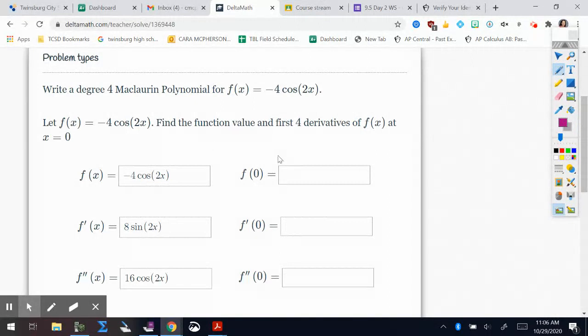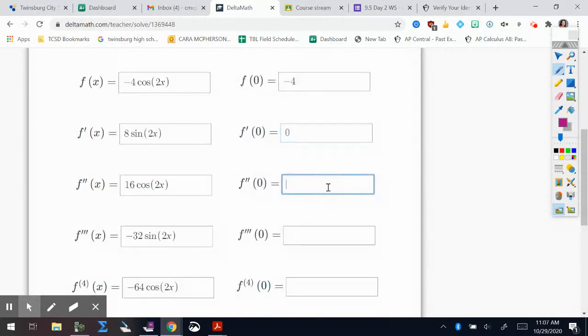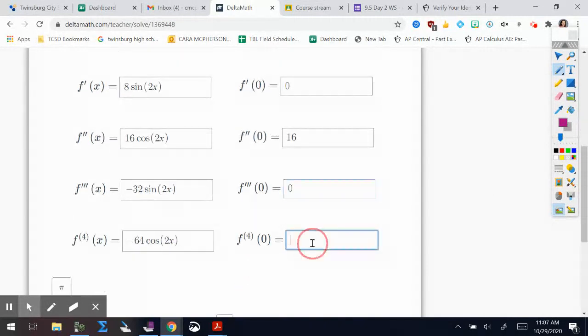Then it's going to ask you to plug in your center value. This is a Maclaurin polynomial, so we're centered at 0. So when I put 0 in, the cosine of 0 is 1. So I'm going to get -4 when I put 0 into the original. When I put 0 in, the sine of 0 is 0. So I'm going to get 0 for that one. My cosine of 0 is 1, so I'm going to get just 16 times 1, or 16. Sine of 0 is still 0. Cosine of 0 is still 1, so -64.